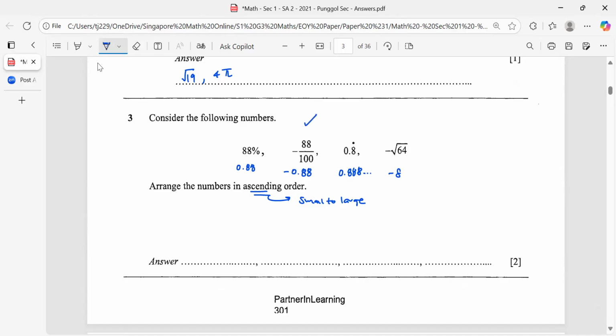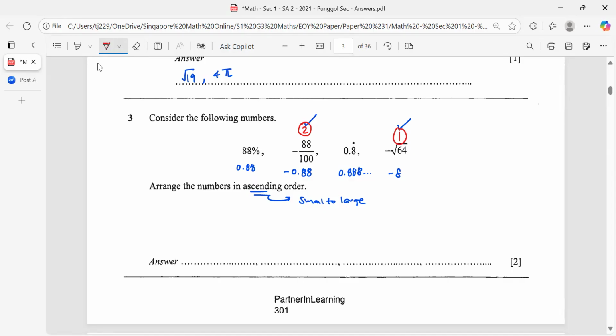Now, between the negative numbers, which is the smaller one? So you can see you have negative 0.88 and negative 8. Well, negative 8 is the smaller. So perhaps what I will do first is list them down. So this is the smallest, followed by negative 0.88. Then from then on, I will move on to the two larger numbers. So we have 0.88, 0.888.